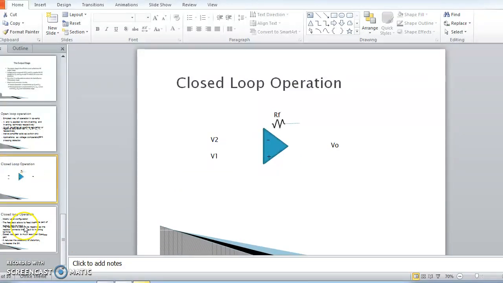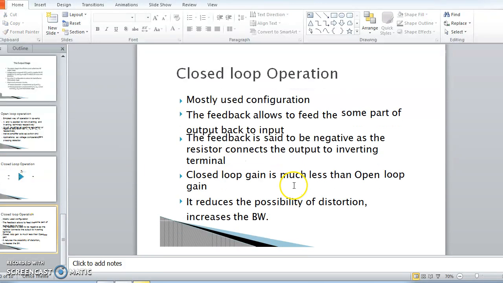Now consider the closed loop configuration, which is the most commonly used configuration. The feedback allows feeding some of the output back to the input. The feedback is negative, as the resistance connects the output to the inverting terminal. The closed loop connects the output to the inverting terminal.